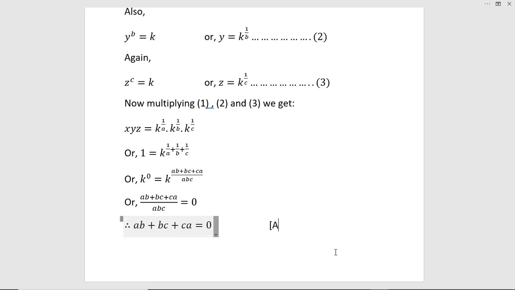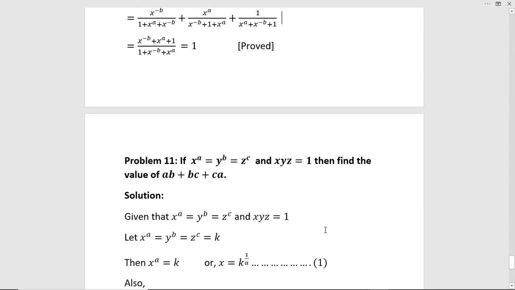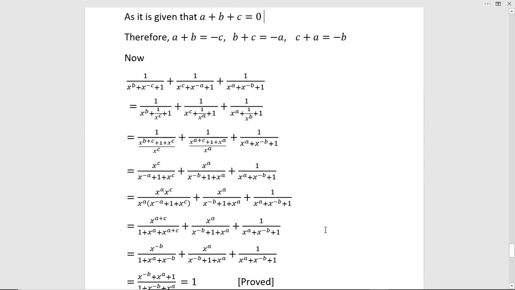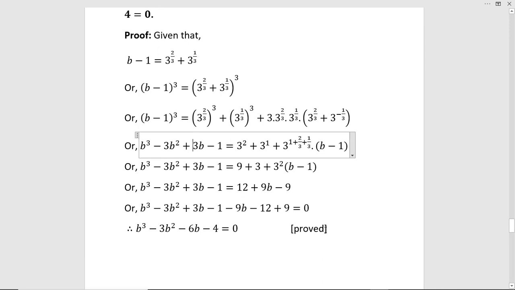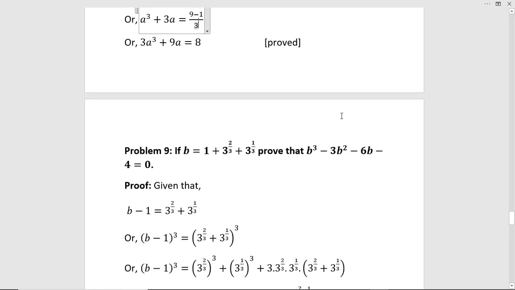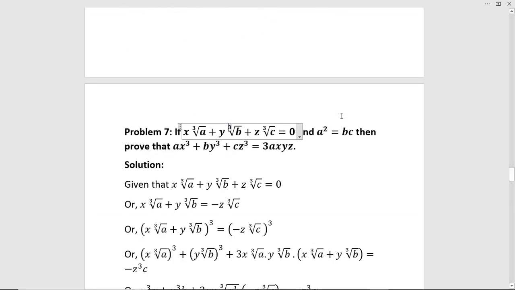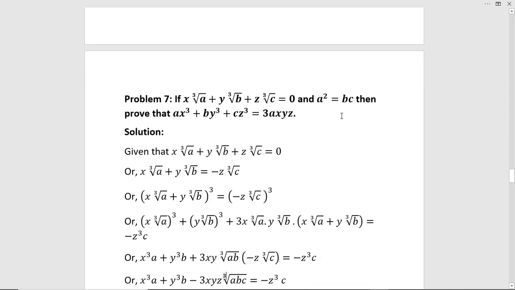I hope you have understood the solved examples, and I recommend you to solve all the problems that are given in exercise 9.1, and also solve the examples by yourself.